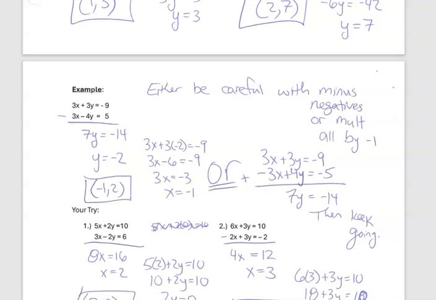Negative 9 minus 5 is negative 14. And when you solve, you get negative 2 for y. And then you sub it back in, and you're able to get negative 1 for x. Where do you sub it in? To either one of them.